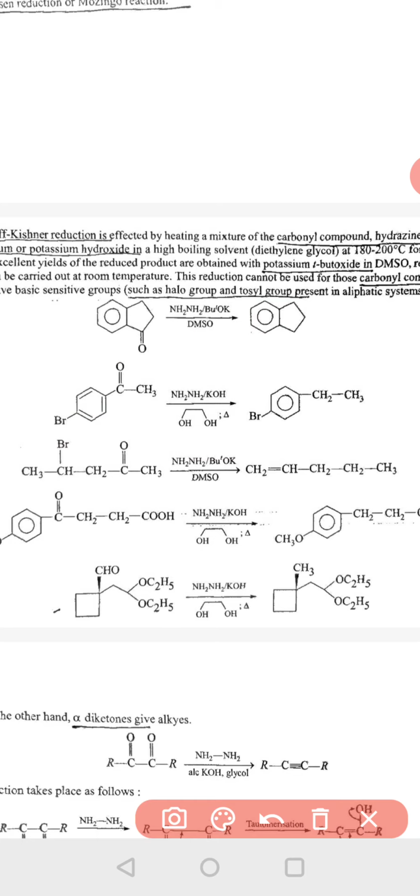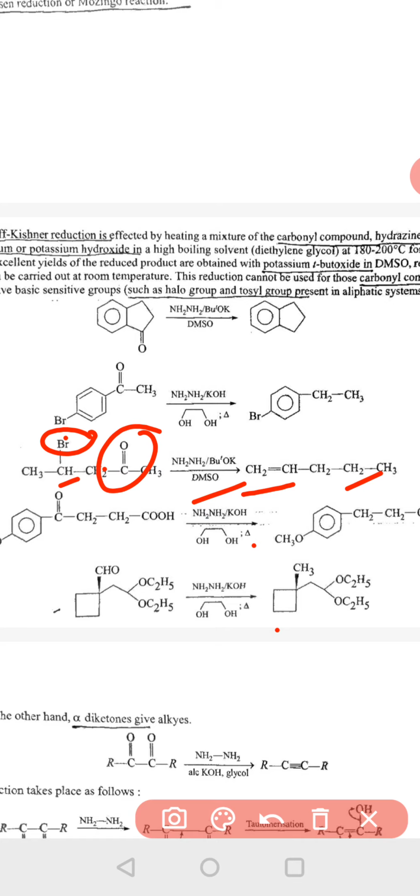In the next example, here the halo group is attached to the aliphatic system, so it is removed and we get a double bond. HBr from this compound is removed because we are carrying out this reaction in basic medium, and this group is converted into CH2 group. These are other examples of Wolff-Kishner reduction.